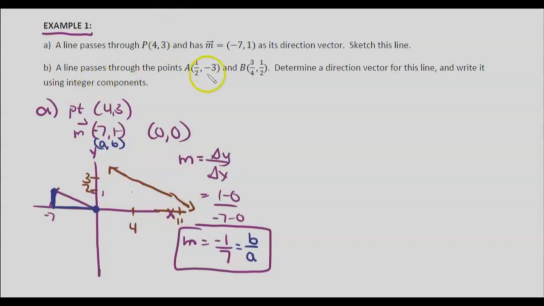Okay, B. A line passes through these two points, A and B. Determine the direction vector for this line and write it using integer components. So we're essentially going to find vector AB. So direction vector AB is going to be B minus A. For the x components, we're going to go 3/4 minus 1/2, comma, and then for the y components, we're going to go 1/2 minus -3.